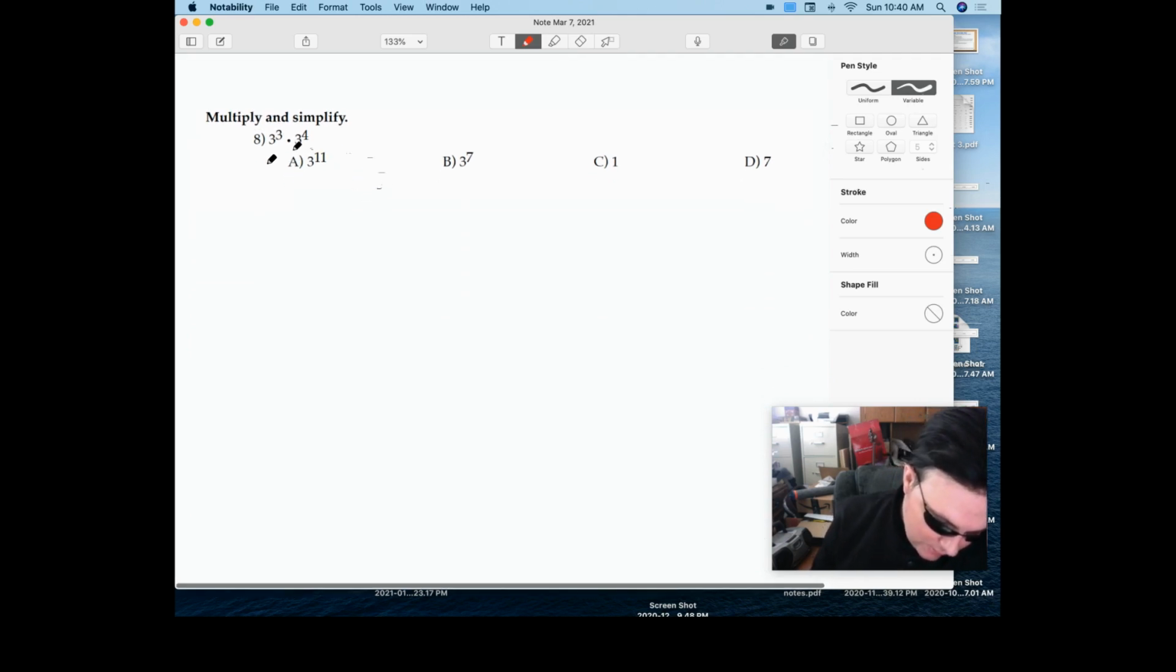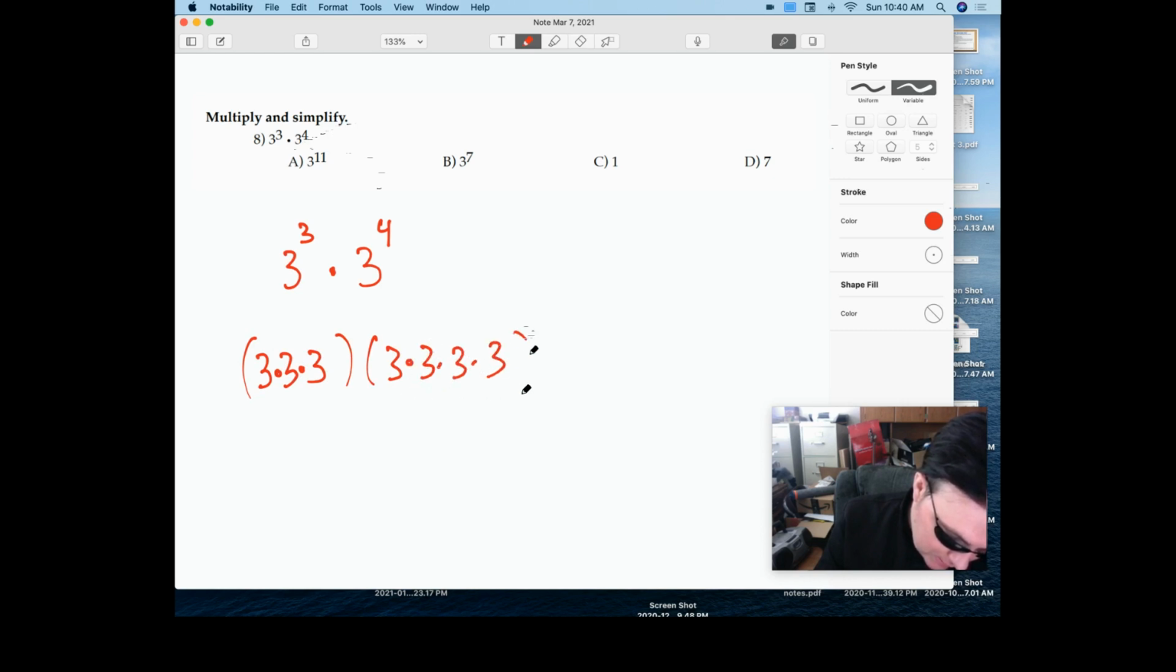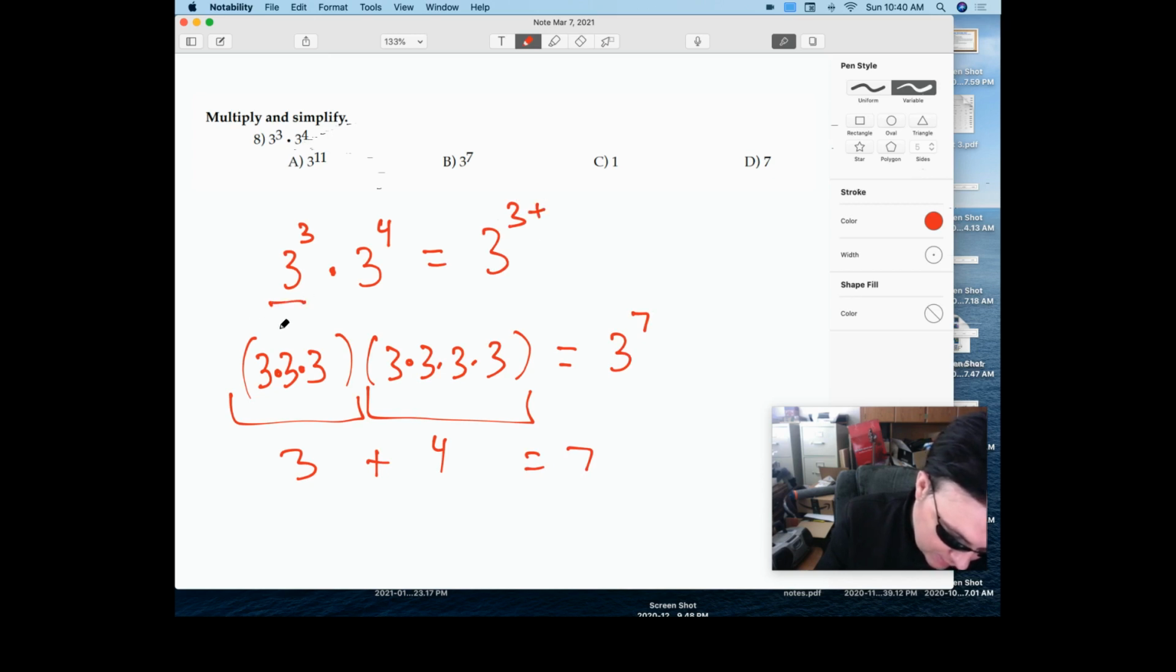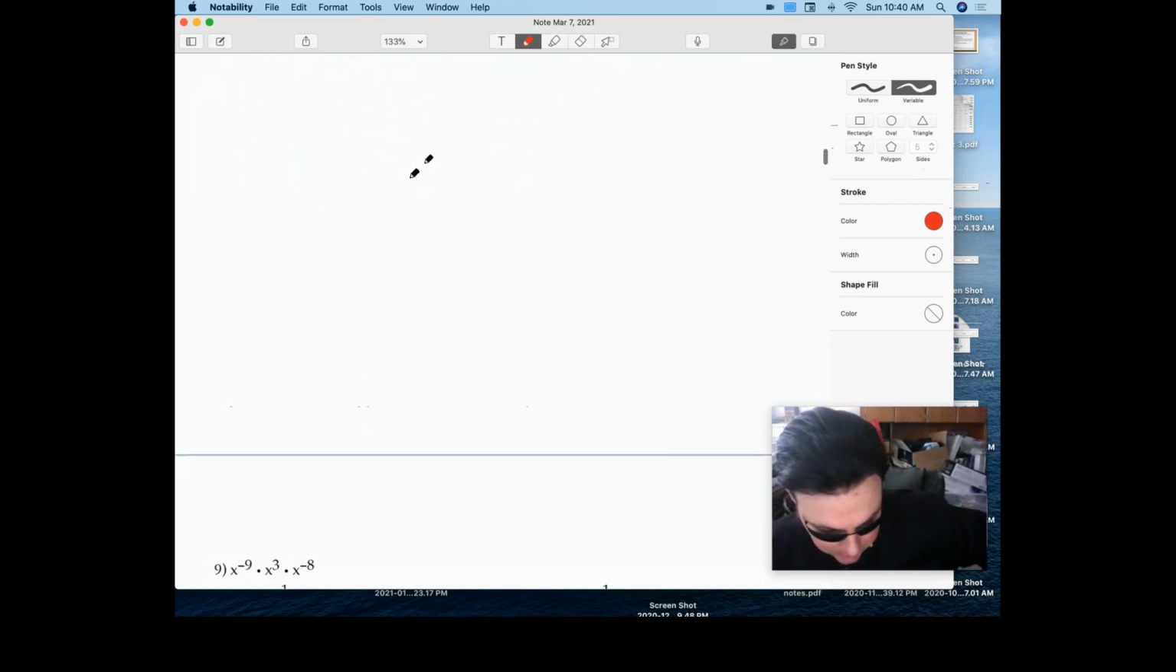Number 8, 3 to the 3rd times 3 to the 4th. Recall that 3 to the 3rd means 3 times 3 times 3, and 3 to the 4th means 3 times 3 times 3 times 3. So how many 3's do we have? Well, you have 3 here, and you have 4 here, for a grand total of 7, hence it's 3 to the 7. Hence the rule is that when you multiply numbers with the same base, you add the exponents. And there's my answer. All right, let's keep it going.